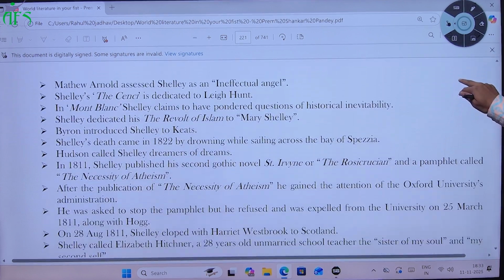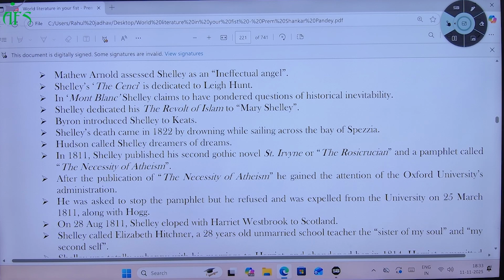Matthew Arnold assessed Shelley as an ineffectual angel. Shelley's The Cenci is dedicated to Leigh Hunt, the one who formed the Hunt Circle or Cockney poets. In Mont Blanc, Shelley claims to have pondered questions of historical inevitability. He dedicated his The Revolt of Islam to Mary Shelley, and Byron introduced Shelley to Keats. Lord Byron had a good connection with John Keats, so we find that both poets were brought together on a friendly note by Lord Byron.